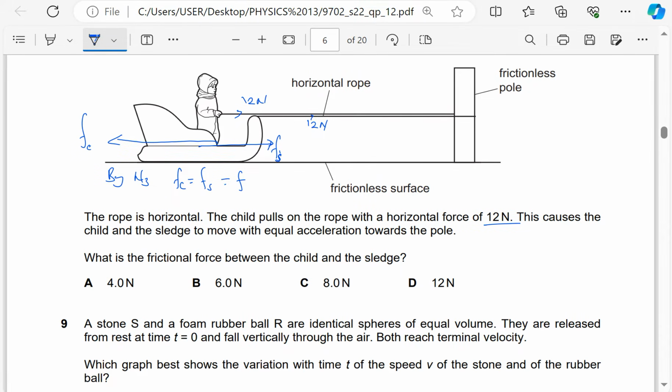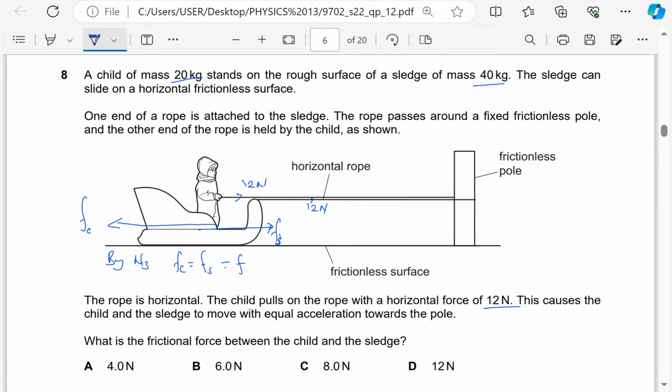Okay, so I'm now going to use Newton's second law. By Newton's second law, the resultant force, Ma, is going to be equal to 12 newtons minus F. I'm looking at the child. The mass of the child times a is equal to 12 minus F. So if I consider the child alone, the mass is 20 kilograms times the acceleration, which should be 12 minus F. That is for the child.